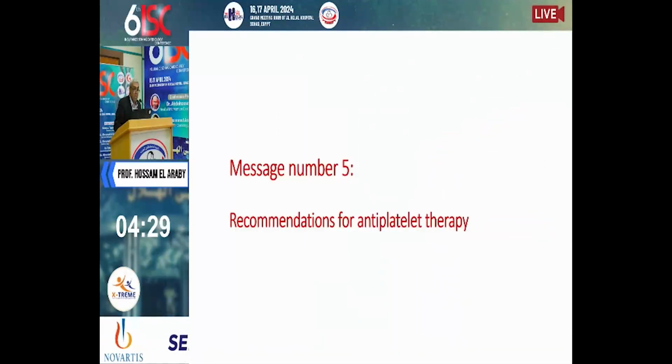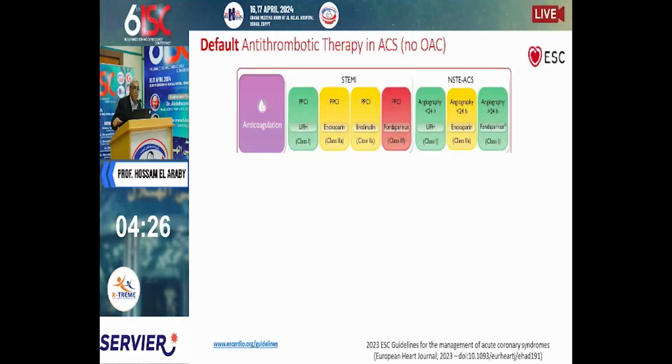Message number 5, recommendations for antiplatelet therapy. Regarding antiplatelet therapy, in STEMI, unfractionated heparin is class 1, enoxaparin class 2A, bivalirudin class 2A, and fondaparinux, of course, is class 3, because these patients are going to primary PCI.